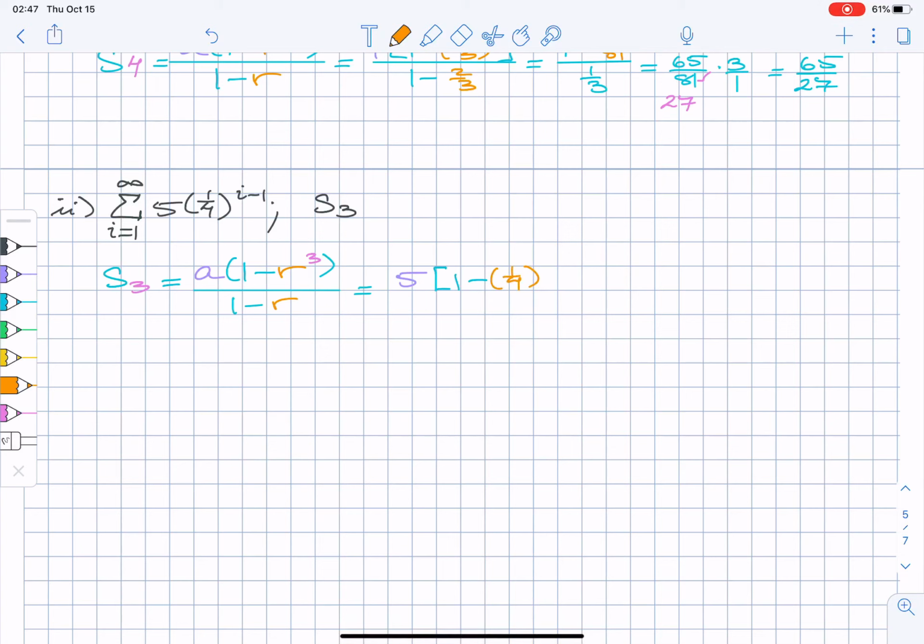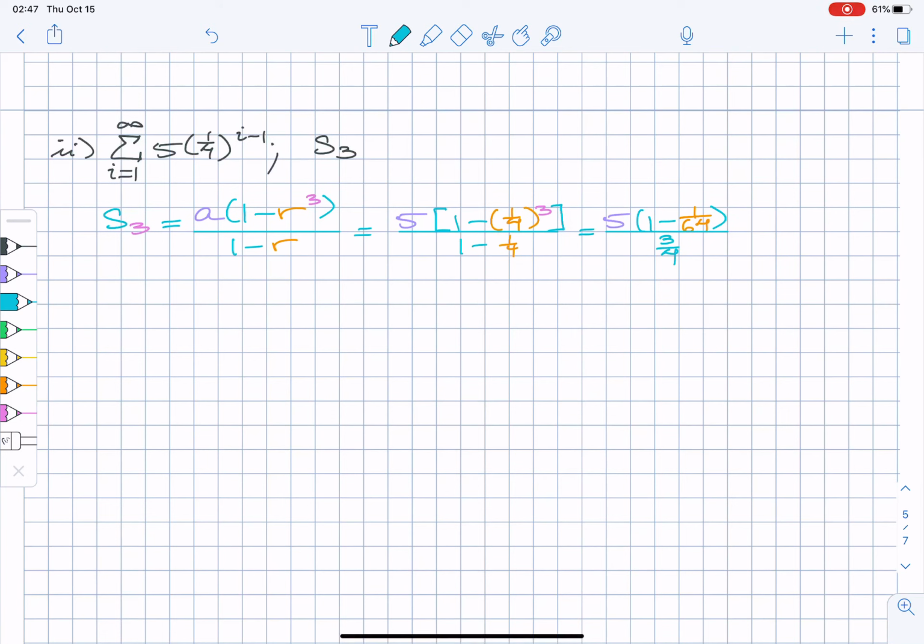To the n is 3. We're going to divide this by 1 minus 1/4. Okay, so this is going to be 5 times the quantity 1 minus 1/64 divided by 4/4 minus 1/4, which is 3/4.